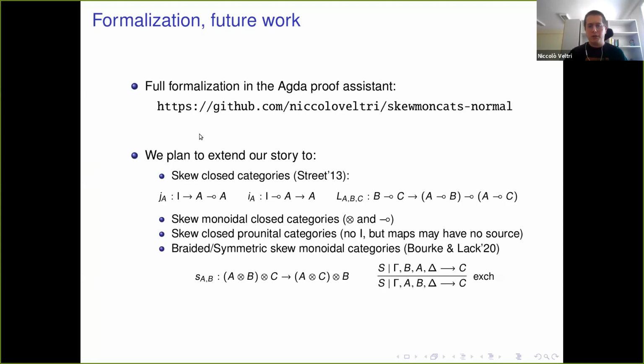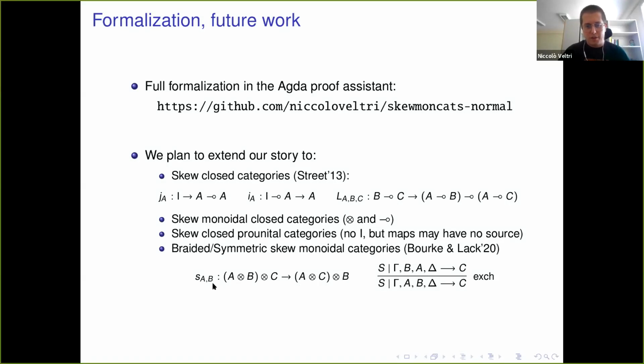And for the future, we'd like to extend our story to other skew variants of well-known categorical constructions. For example, there is a notion of skew monoidal closed categories due to Street, which is a weakening of the notion of closed categories, or monoidal closed categories. Another interesting case would be doing this for braided or symmetric skew monoidal categories, which have been recently studied by Bourke and Lack.